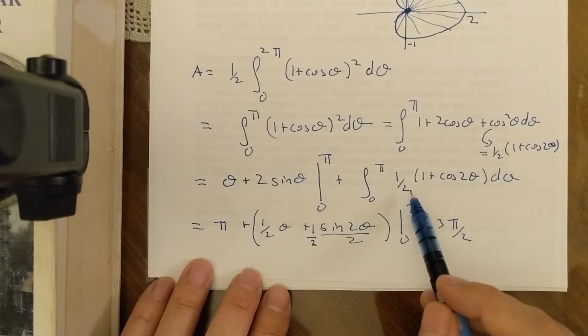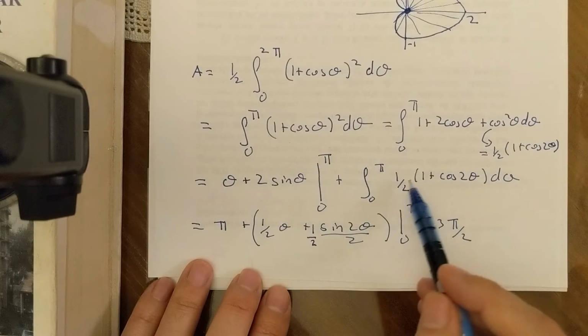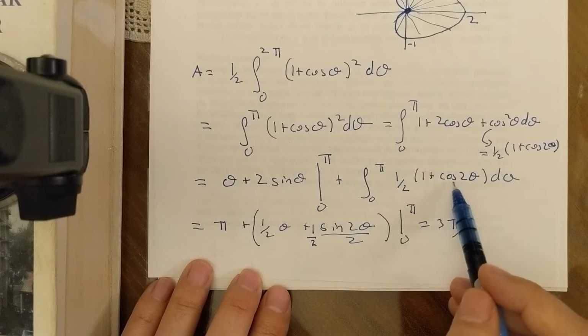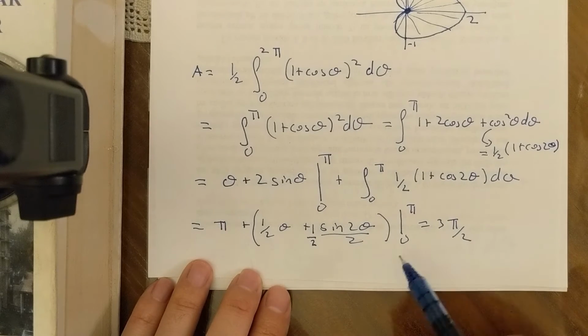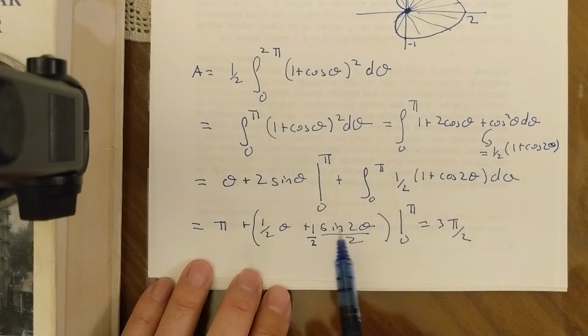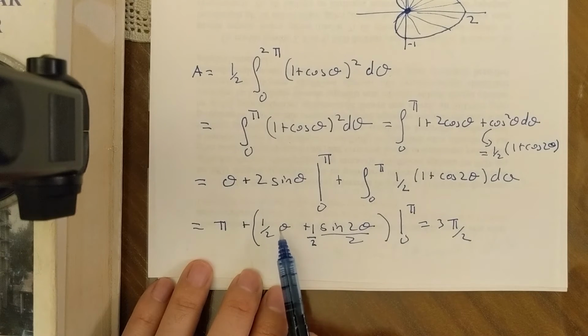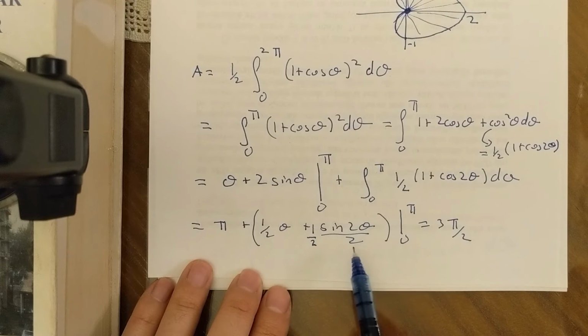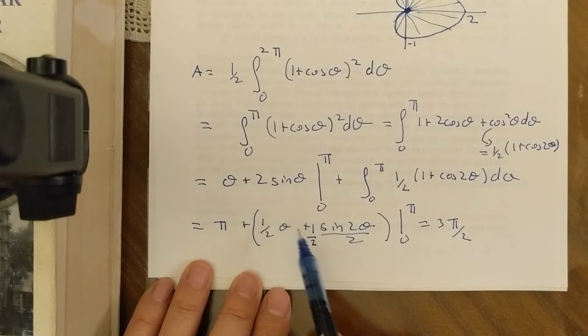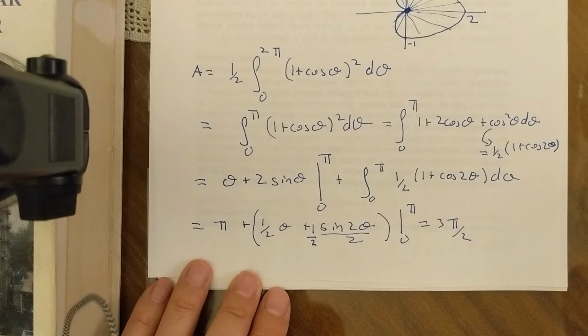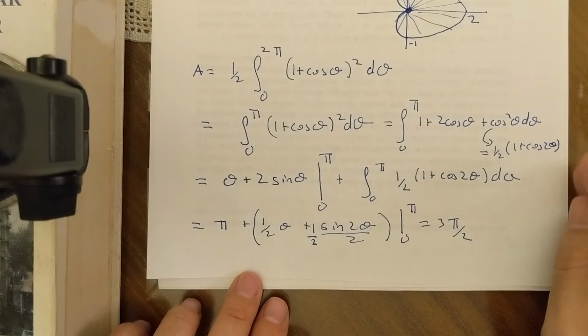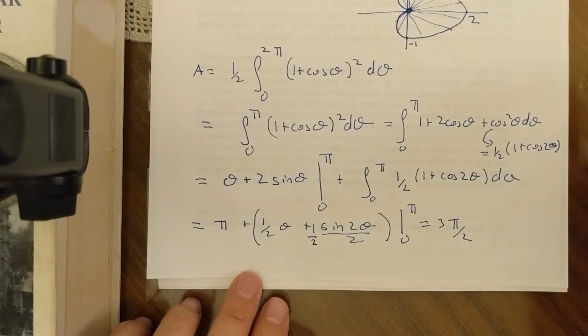And from this piece, I'm going to get 1/2 theta plus 1/2 times the integral of cosine 2 theta, which is sine 2 theta over 2, from 0 to pi. Well, the nice thing here is when you plug in pi, you get pi over 2. Sine of 2 pi is 0, and sine of 0 is 0. So that's gone, that's gone. So it's just pi plus pi over 2, which is 3 pi over 2, is the area. So this would be a standard calculation.